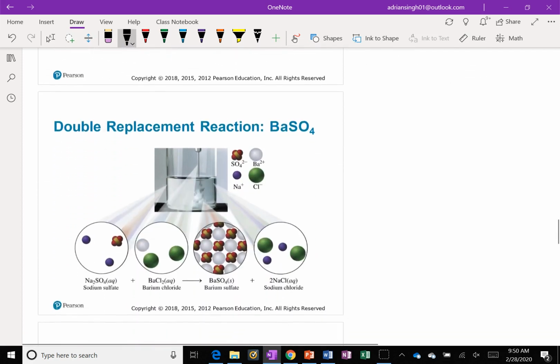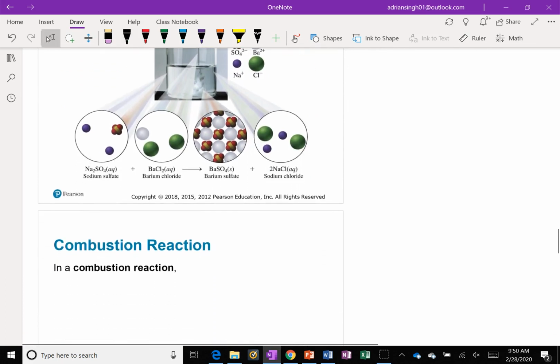An example would be if you combined sodium sulfate with barium chloride. So what's happening here, we have two ionic compounds. The metal, the sodium from the sodium sulfate comes in and it kicks the barium out, and the barium now goes and combines with the sulfate. So we end up making barium sulfate, our new combination, and the sodium goes with the chlorine to make sodium chloride.